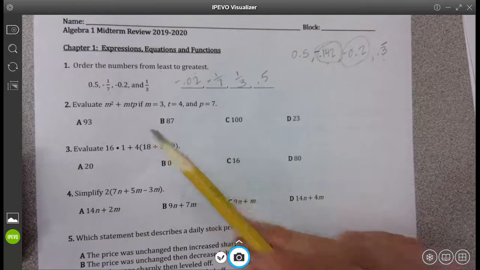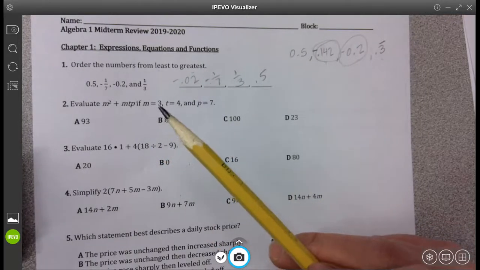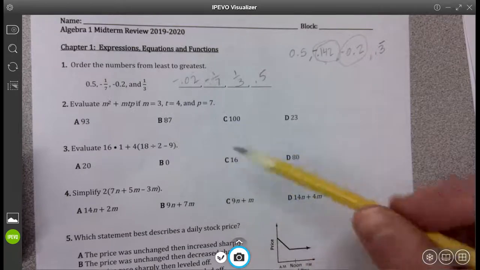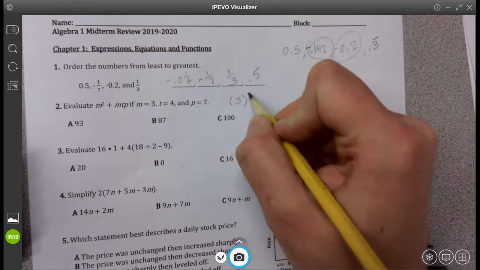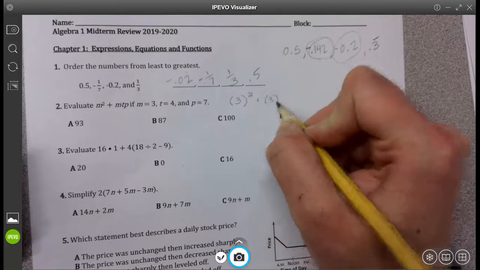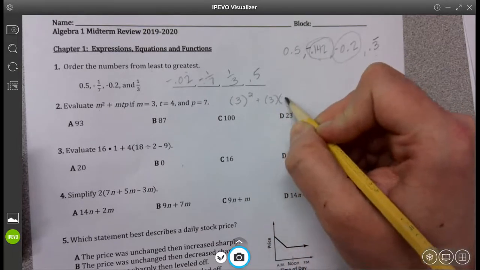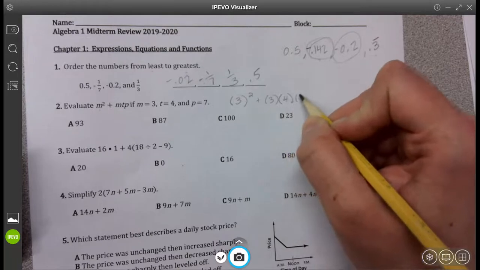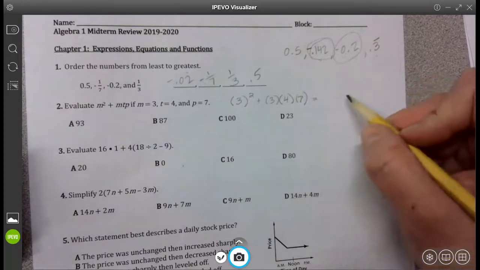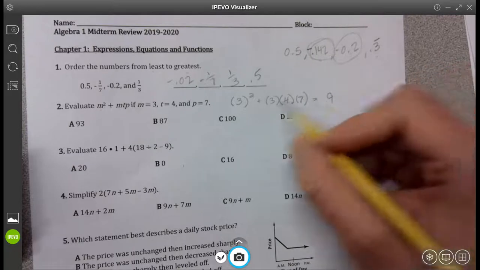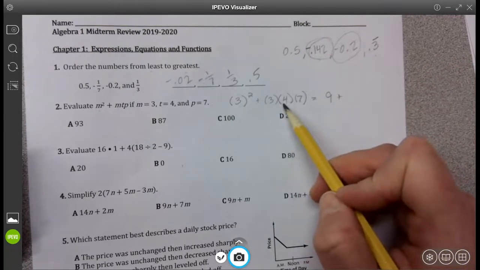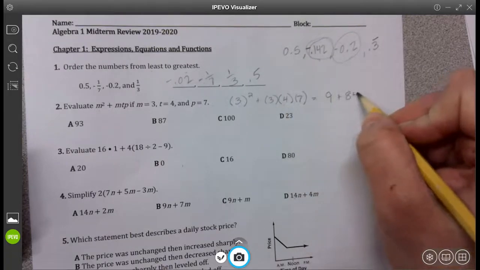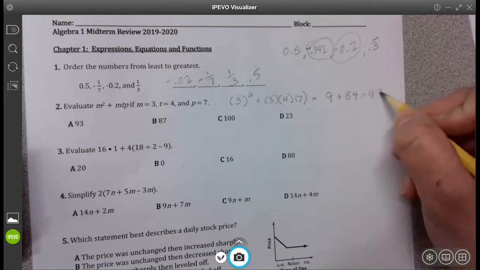Evaluate. Evaluate means to simplify given that you substituted. So whenever I replace a variable, I put parentheses. I'm replacing m with 3. I'm replacing t with 4. And I'm replacing p with 7. So this is going to be equivalent to 9, 3 squared, plus 3 times 4, which is 12, times 7, that's going to be 84. When you add them together, you should get 93.